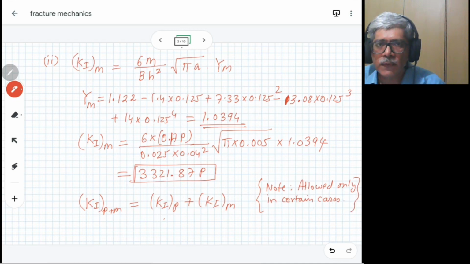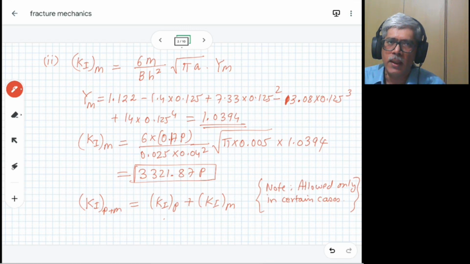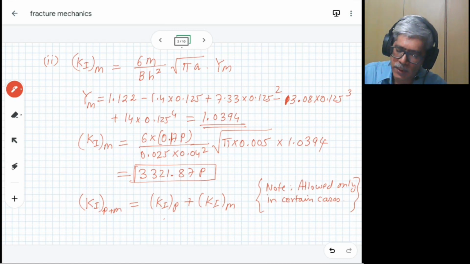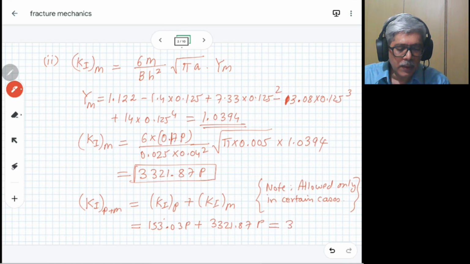Our case qualifies for this particular case, both the formulae for mode 1 and geometry as well as the stress nature allow for this superimposition. So we'll get the total stress intensity factor for our case as 153.03 P plus 3321.87 P, that is equal to 3474.9 P.